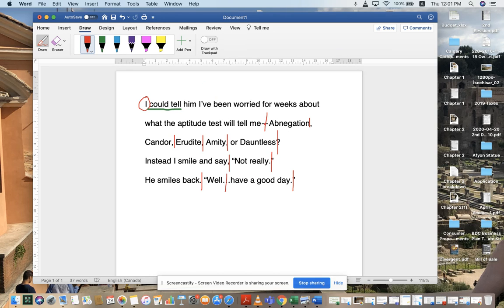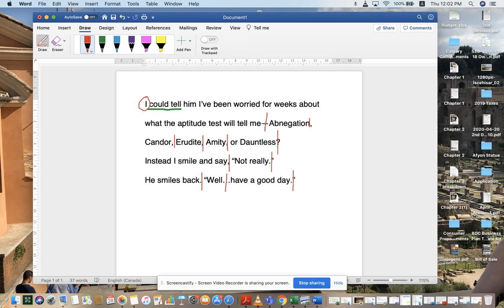Okay, so abnegation here is just a noun. There's no predicate. Candor, erudition, or dauntlessness, dauntless. Those are all just proper nouns. What's a proper noun? Proper noun simply means a noun that is capitalized. Proper nouns have names, places, and you're always going to find them capitalized. So in English, we call them proper nouns.